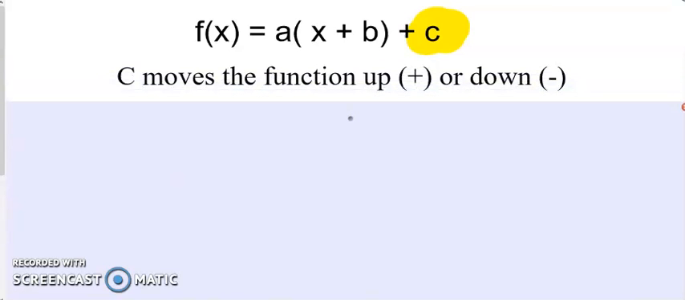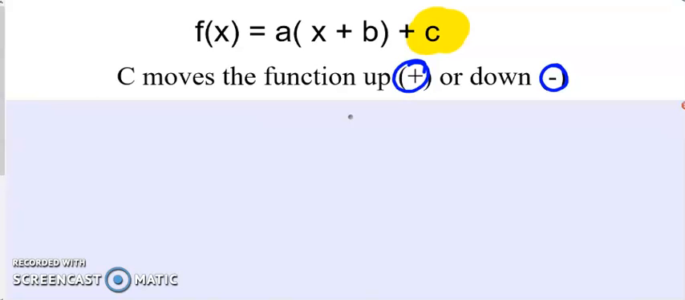Now, the C on the back is going to either move every single point on that function up, with the plus c, with the positive, or it's going to move every part of that function down, which would be negative c. So it's either going to move everything up or move everything down, and it all depends on what kind of c it is.